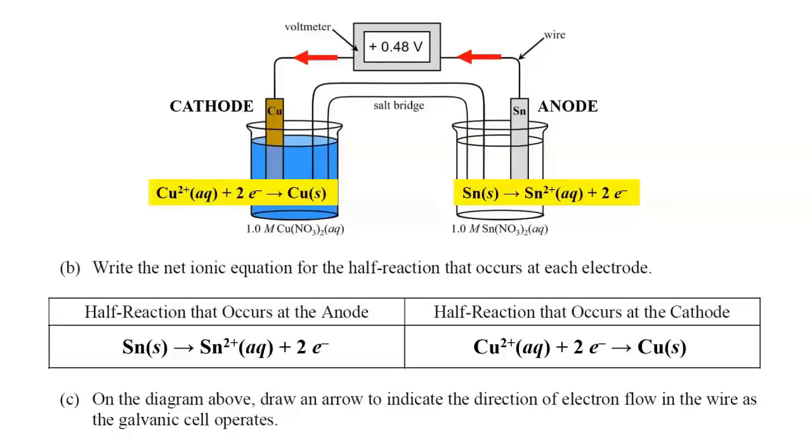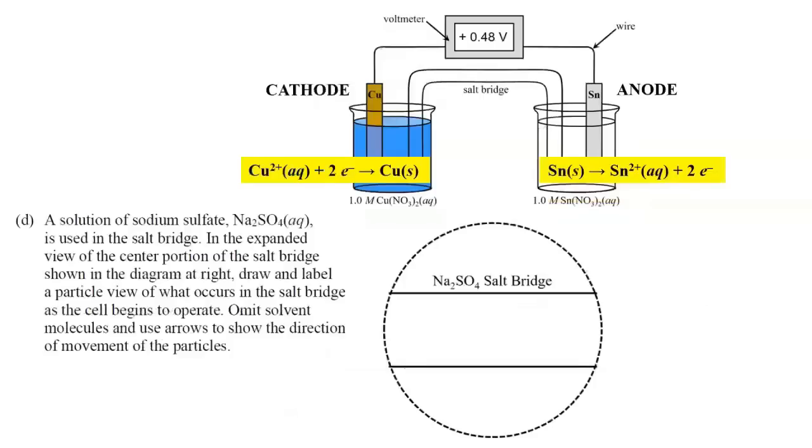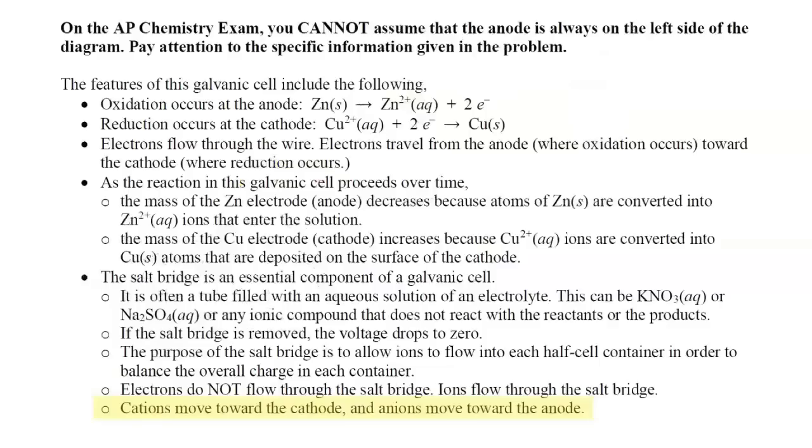And now the next part of this question says to look at the salt bridge. It says a solution of sodium sulfate, Na2SO4, is used in the salt bridge. In the expanded view of the center portion of the salt bridge, shown in the diagram at right, draw and label a particle view of what occurs in the salt bridge as the cell begins to operate. Omit solvent molecules, so you don't have to draw any water molecules, and use arrows to show the direction of movement of the particles. Remember that electrons do not flow through the salt bridge.